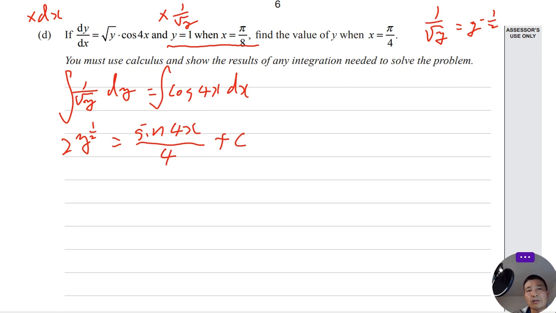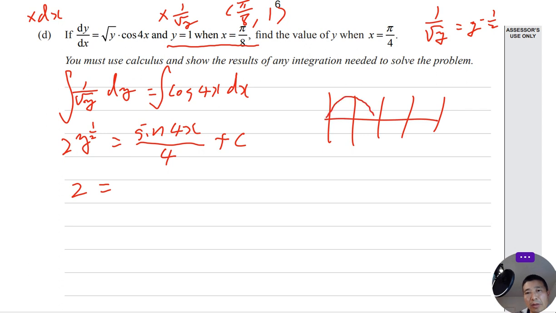Now, as I said, to find the c, you have to use this. What it means is pi over 8, comma 1, that's the coordinates. So plug pi over 8 into x and 1 into y to find the c. Let's put 1 into y first. So 1 to the power of half is just 1, so 2 times 1 is 2, equals, what's the sine? 4 times pi over 8, which is pi over 2.